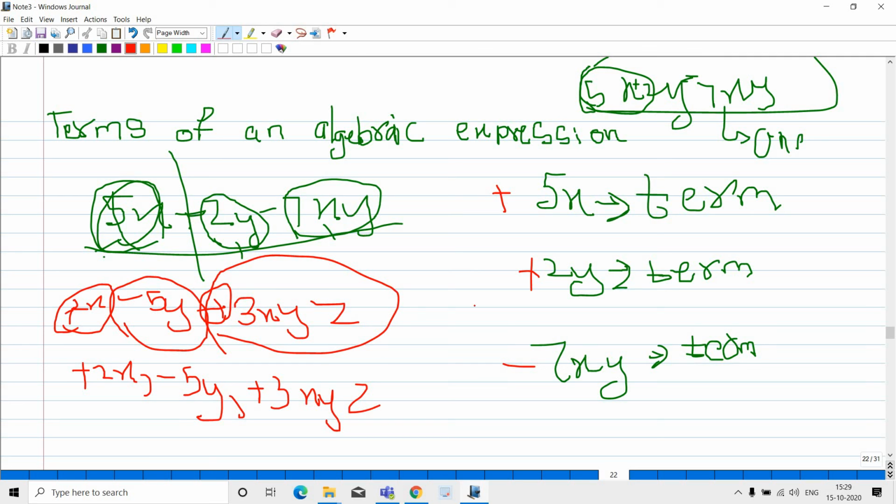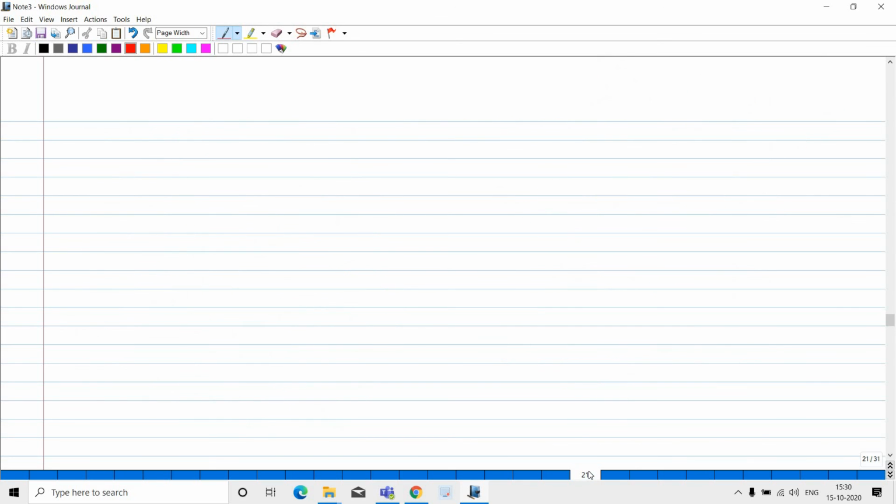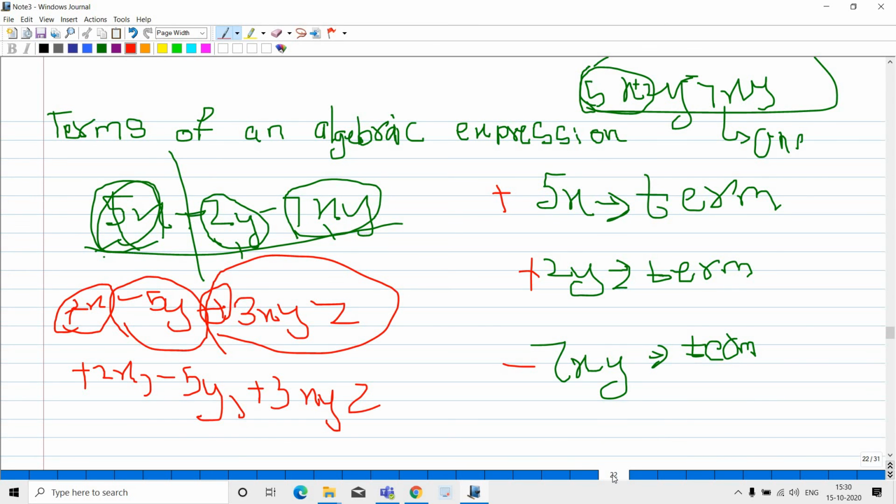Now we completed terms of an algebraic expression. Next we are going to various types of algebraic expression. In this episode, in part 3, we completed two topics: what an algebraic expression is, and terms of an algebraic expression. In the next class, we are going to discuss various types of algebraic expression, factors of a term, constant term, coefficient, like terms. There is so much to discuss in algebra.